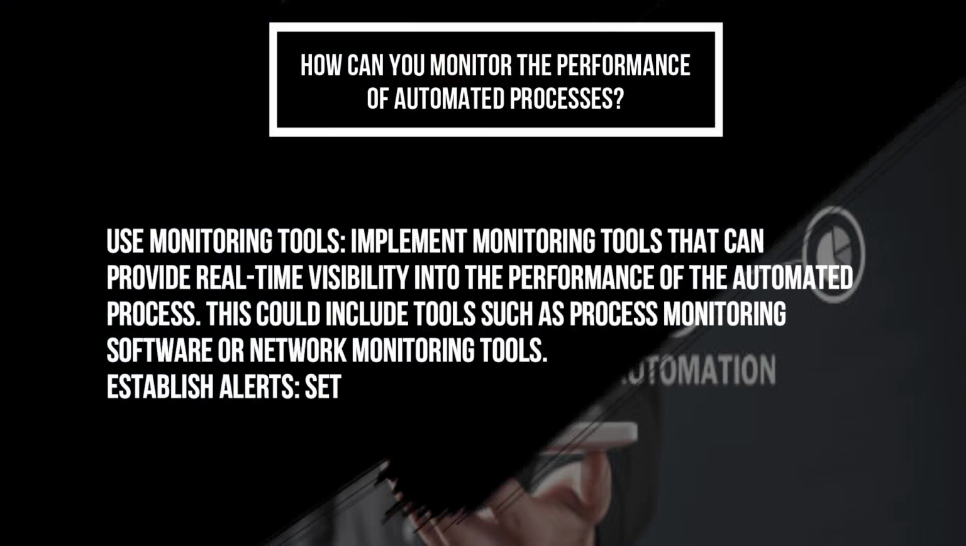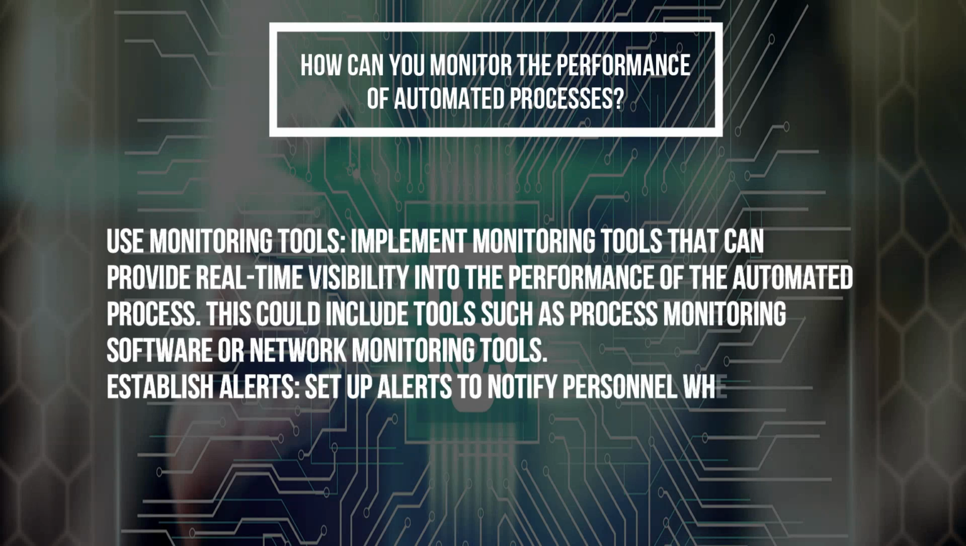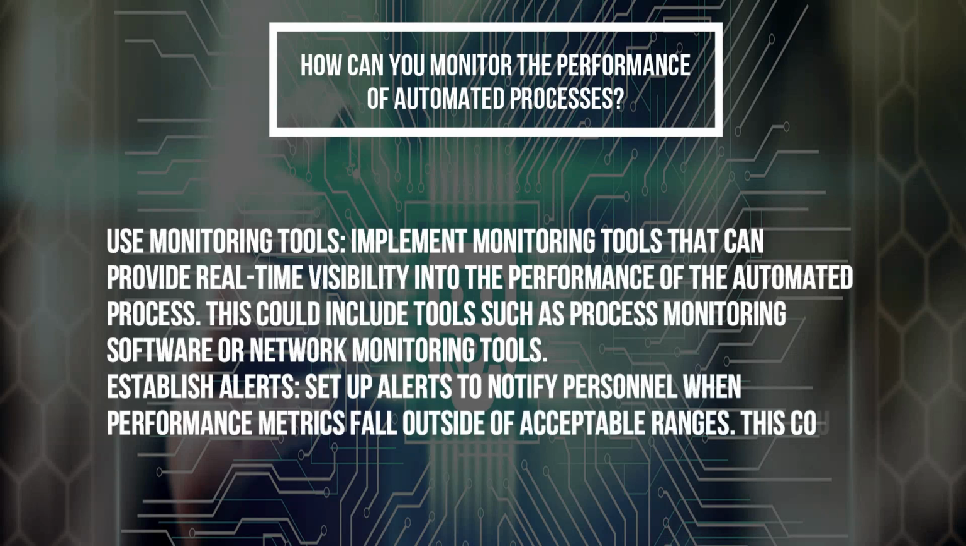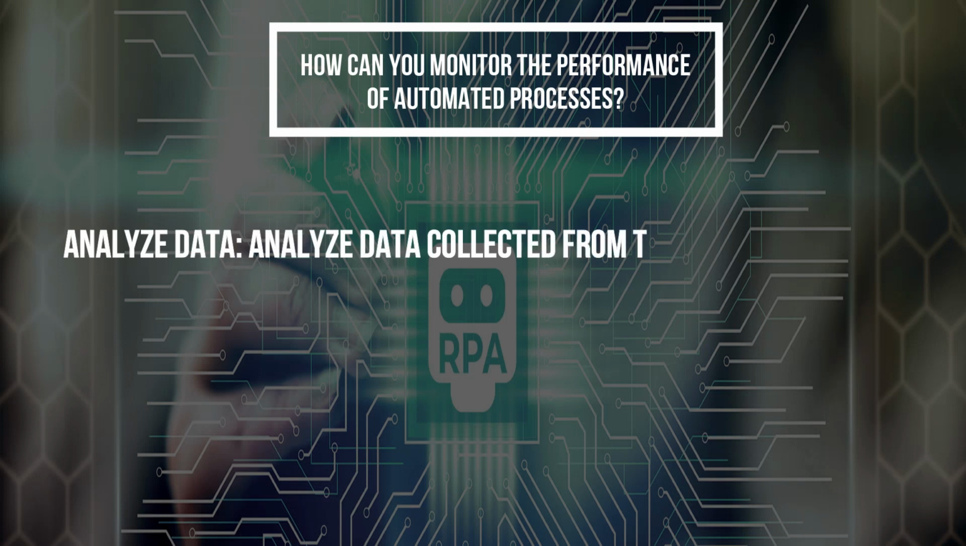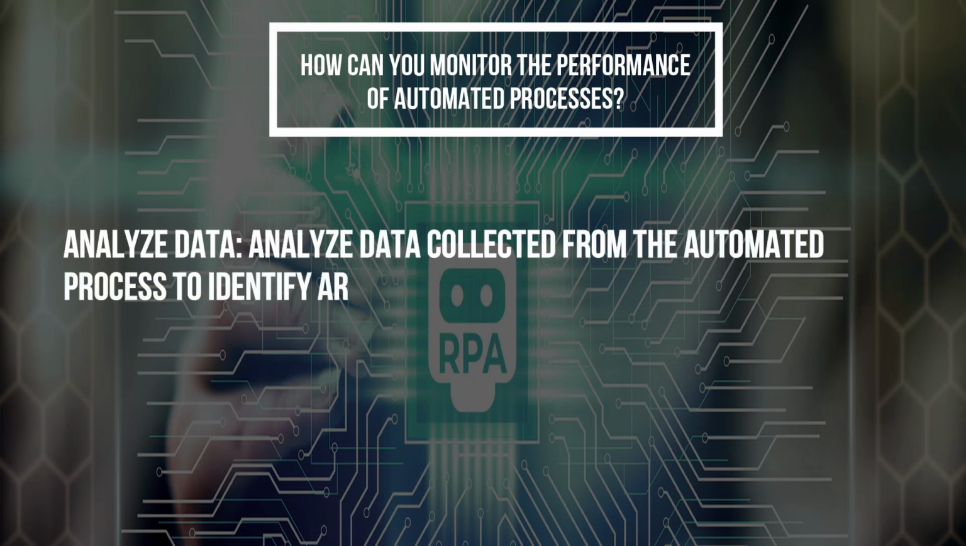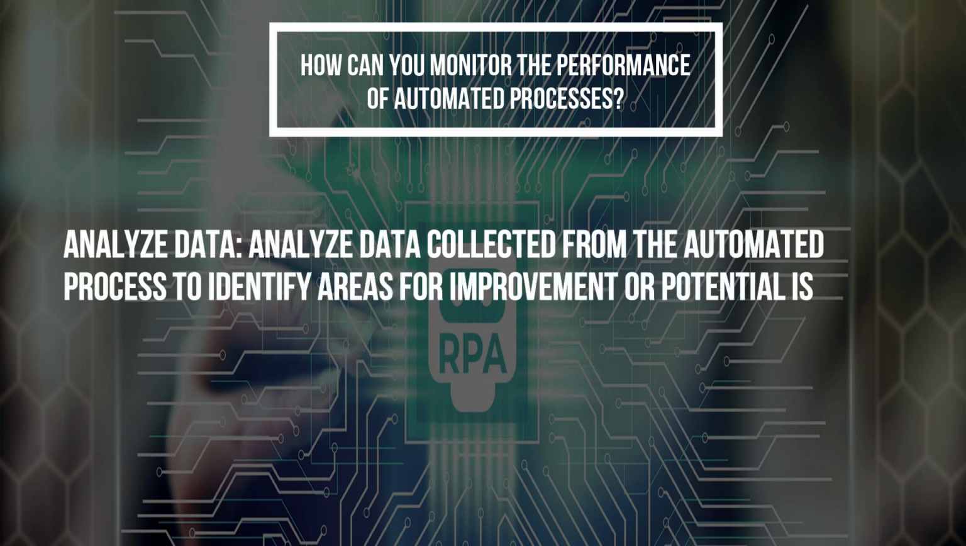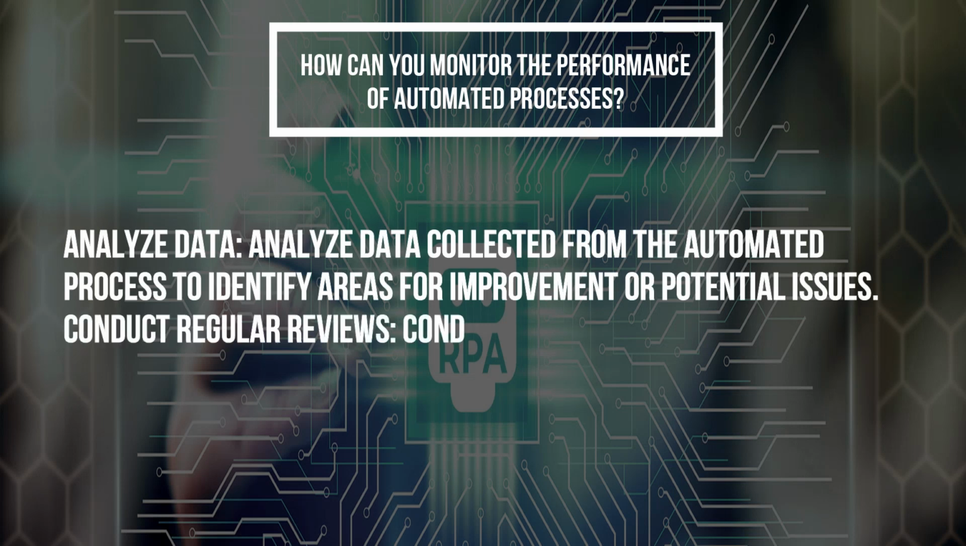Establish alerts. Set up alerts to notify personnel when performance metrics fall outside of acceptable ranges. This could include alerts sent via email or SMS. Analyze data. Analyze data collected from the automated process to identify areas for improvement or potential issues. Conduct regular reviews.